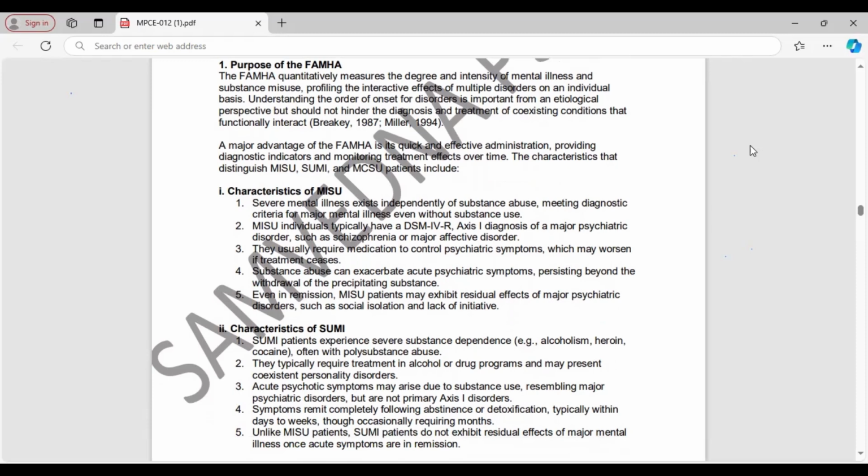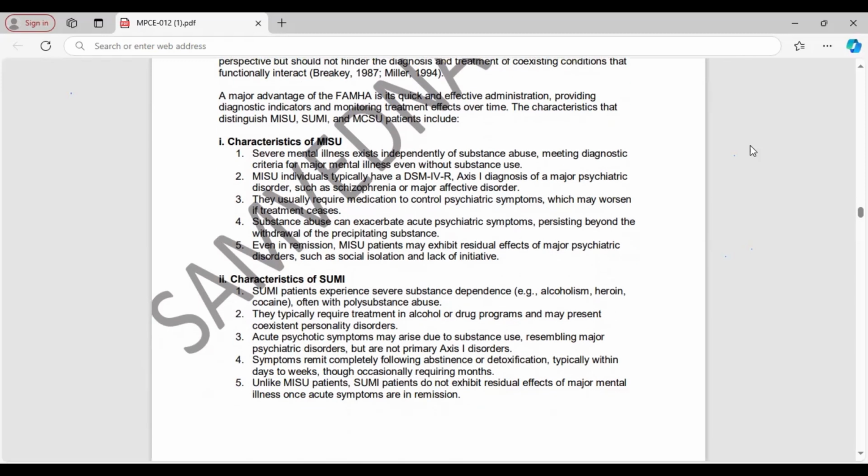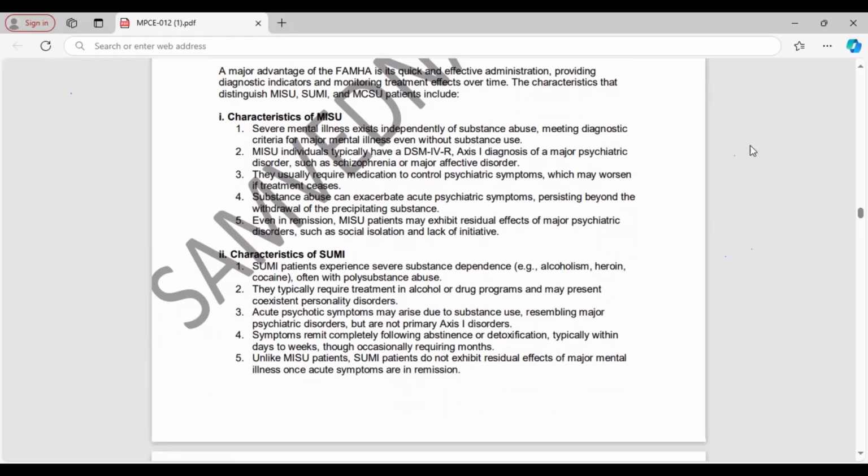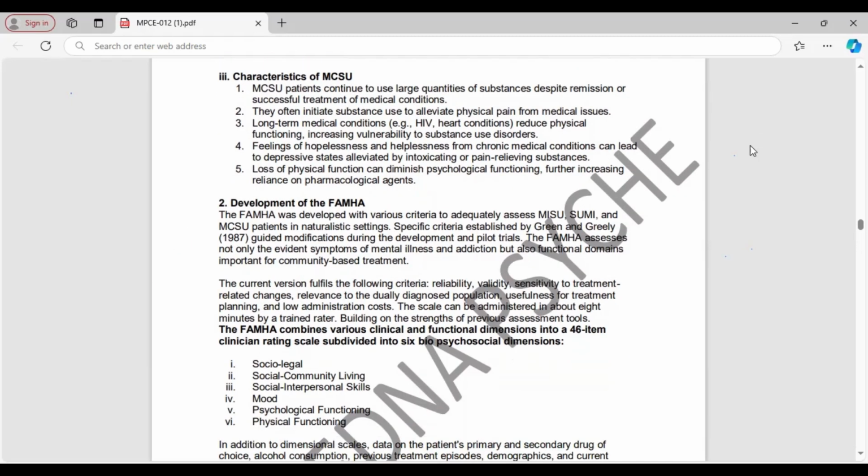They suffer from severe mental illness independent of substance abuse, usually require medication to manage psychiatric symptoms, with substance use exacerbating psychiatric conditions. SUMI characteristics. They exhibit severe substance dependence with psychotic symptoms caused by substance use, and these symptoms remit after detoxification. Characteristics of MCSU: these patients use substances to alleviate chronic medical conditions, resulting in increased dependency. Physical and psychological functioning often deteriorate over time.